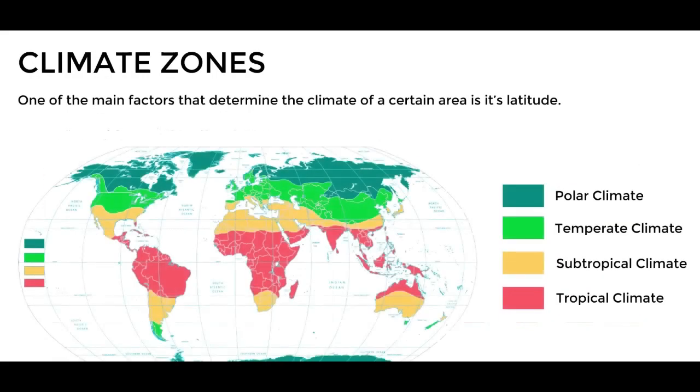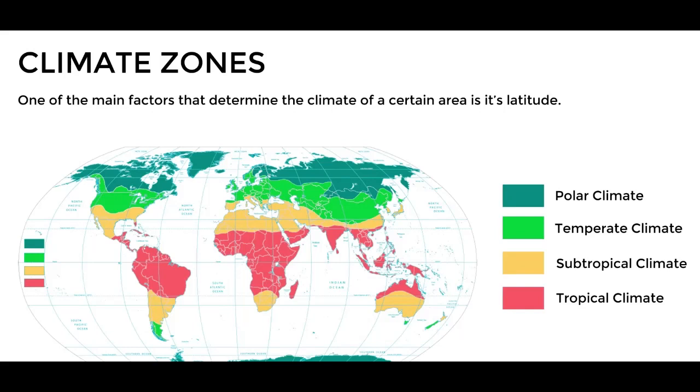Now, one of the factors that significantly determines the climate in a certain region is its latitude. As we can see in this map, the Earth has different climate zones that depend mainly on how far or how close they are to the equator. In this case, the areas closest to the equator are warm and humid, while the areas closest to the poles are much colder and drier.